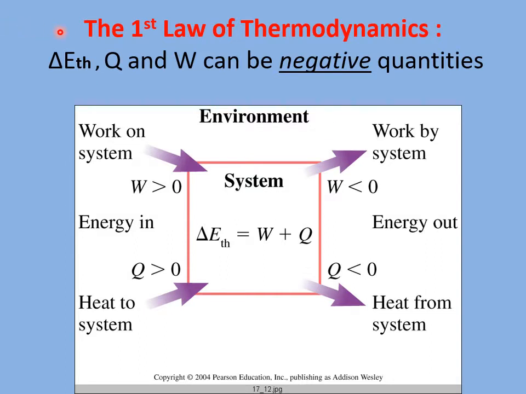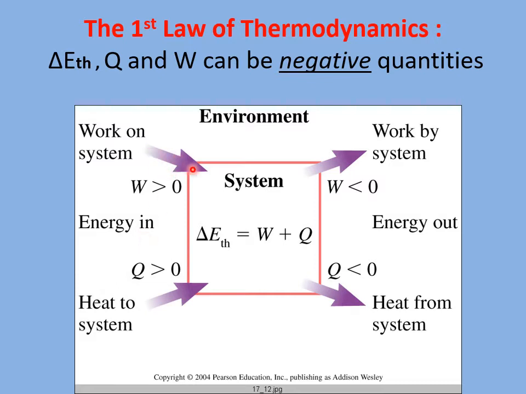The first law of thermodynamics has a little bit more to it than at first glance, because all the quantities, delta E thermal, Q, the heat, and W, the work, can also be negative quantities. They don't have to be positive. So this is a diagram from your textbook, which at first is a little bit confusing, but basically what this shows is the system is inside this red box here, and outside of the system is the environment, whatever surrounds the system. Over here on the left, these are ways that we can add energy to our system.